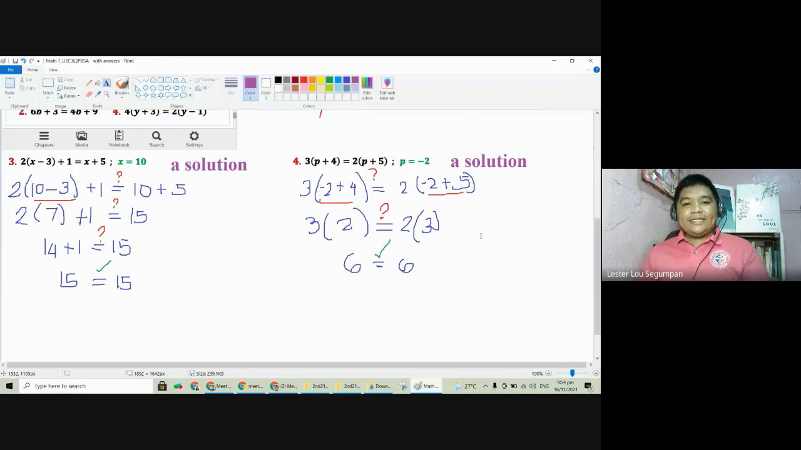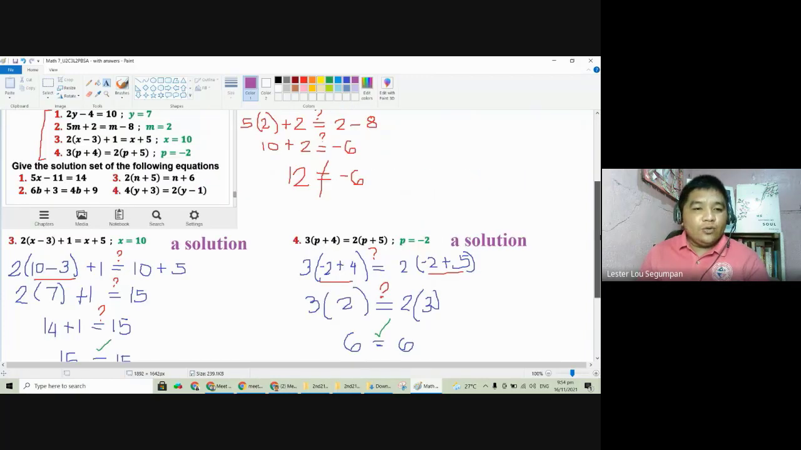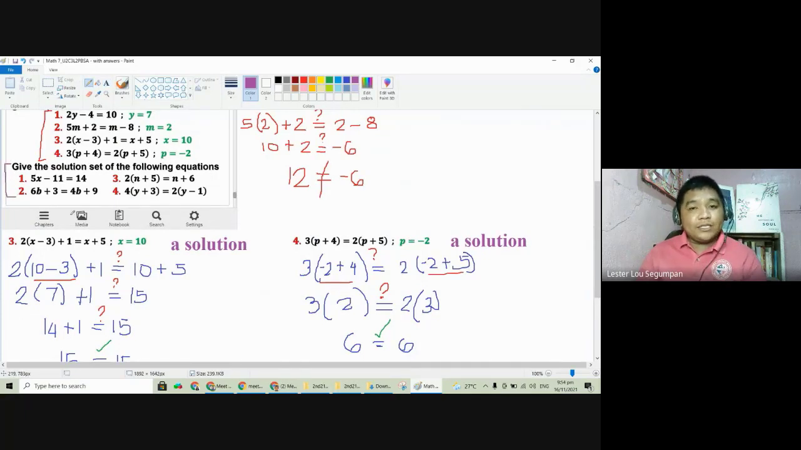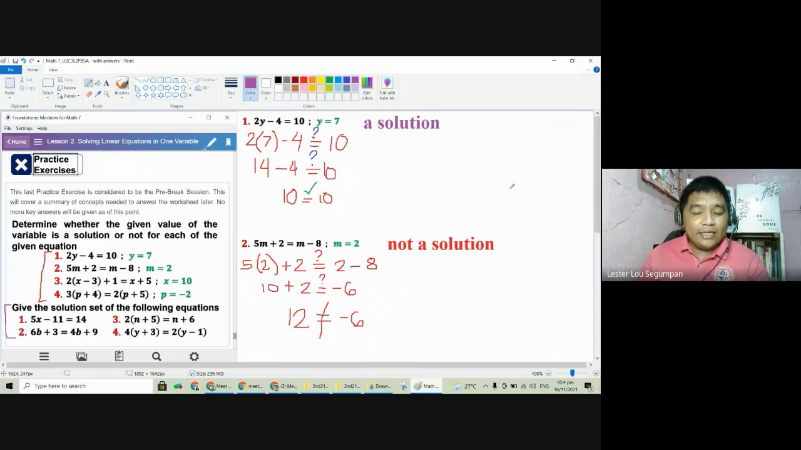So it's as simple as this. We are now using our evaluating of algebraic expressions with consideration to an equality or an equation. Mind you, this is very important as we proceed later to solving for the solution set of the next group of items. We need to have this process before declaring something else. This is how we determine whether a value of the variable is a solution or not. Good eye.